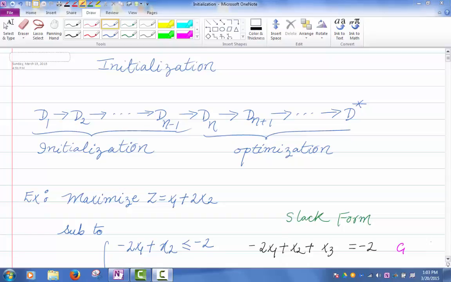And next time we will be starting to speak about duality theory, and I think that's probably chapter 6 in your text.